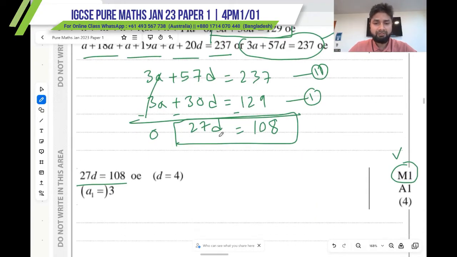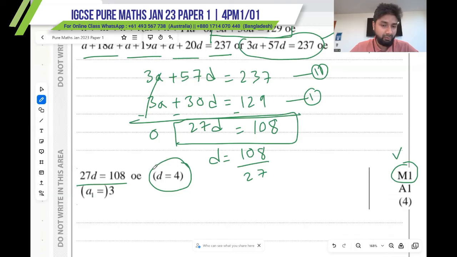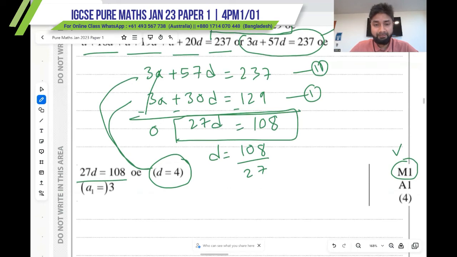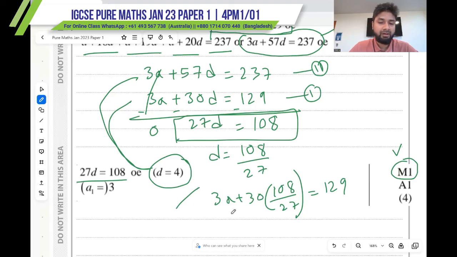And then from here we can find the value of d, and the value of d will be 4. Now, as we have already found the value of d, when we substitute this value of d into any of these two equations, we can get the value of a. For example, 3a plus 30, instead of d, we are going to write 108 divided by 27, equals 129. If we use equation 2, when we substitute the value of d and try to find the value of a, we get a equals 3.